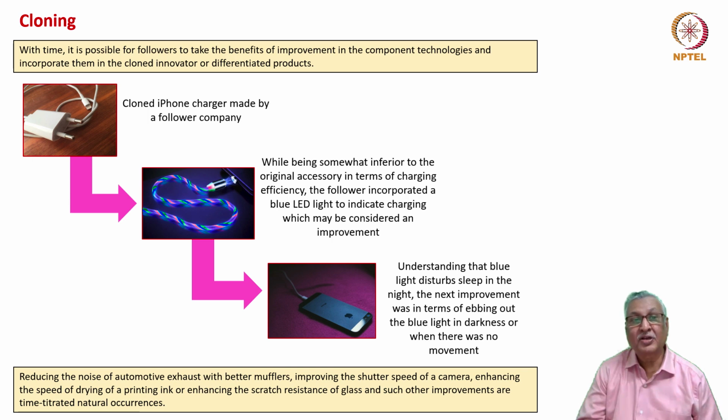improving the shutter speed of a camera, enhancing the speed of drying of a printed ink, or enhancing the scratch resistance of glass, and such other improvements are time-titrated natural occurrences. Where you draw the line between such improvements and differentiation is a challenge that needs to be explored and solved.